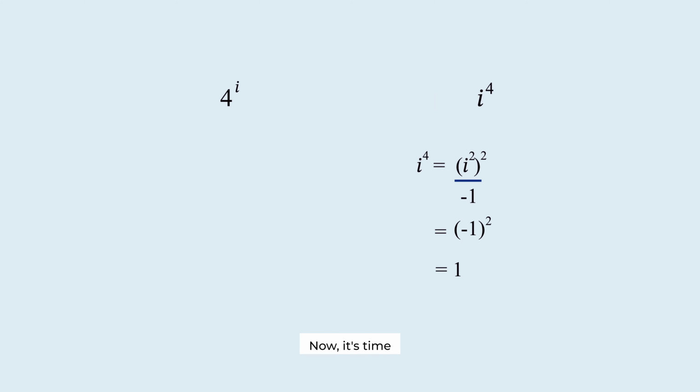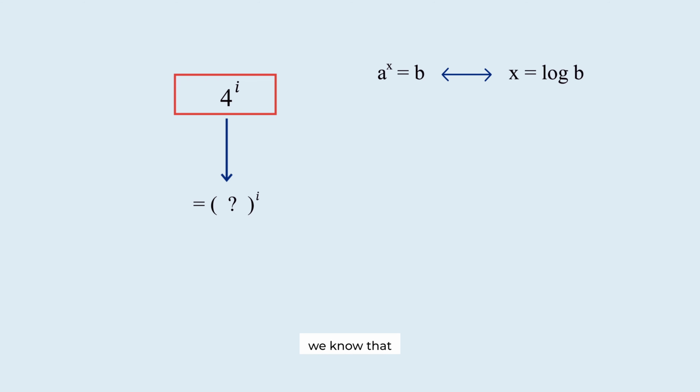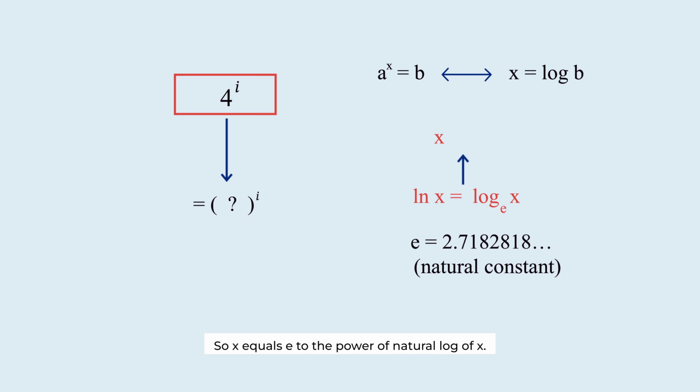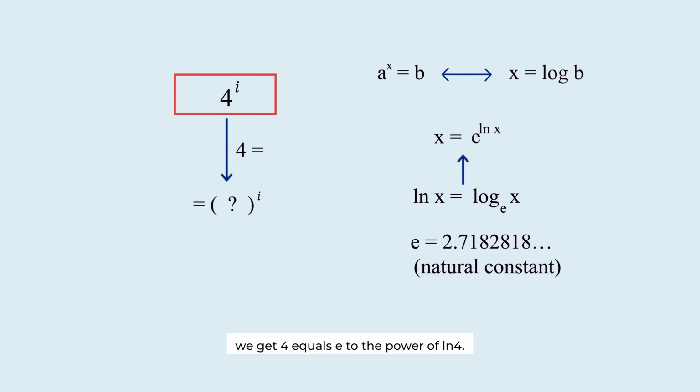It's 1. Now it's time to calculate 4 to the power of i. To get a better sense of this number, rewrite 4 in a different form. Using logarithms, we know that x equals e to the power of natural log of x. What's a natural log? It's a log with base e, the natural constant. So x equals e to the power of natural log of x. Applying this to 4, we get 4 equals e to the power of ln 4.